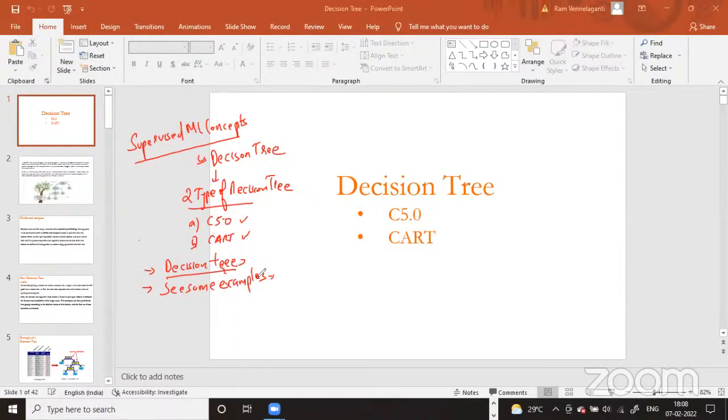After that, we are going to study the concept of root node. We are going to discuss that, and then we are slowly going to proceed with the different types of decision trees, C 5.0 and CART decision tree. That is what will be the agenda today.